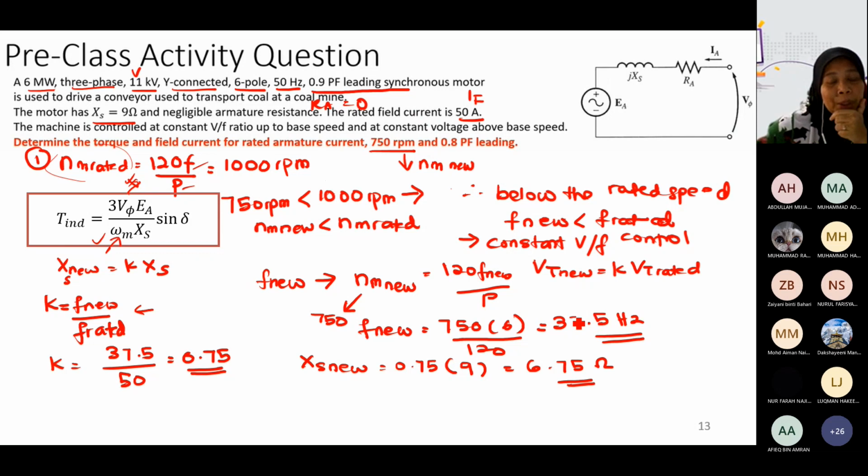Okay. What about your V phase? The speed is already available; you have to multiply by 2 pi over 60 later. XS new is already available. So your V phase, how do you calculate your new V phase?